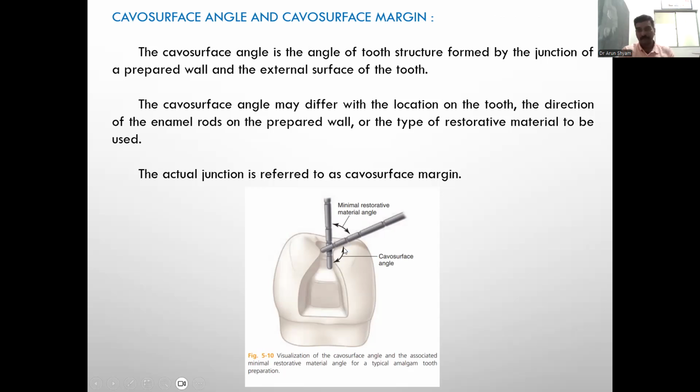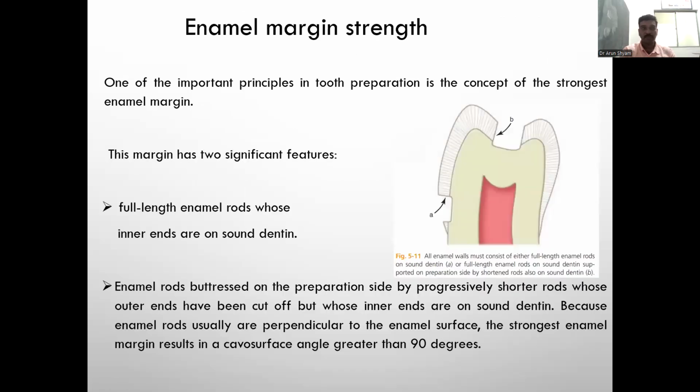So it will be different for different restorative materials, such as for amalgam, it will be 90 degrees. It's called a butt joint. So for composite restorations, we give a bevel from the cavo surface margin.